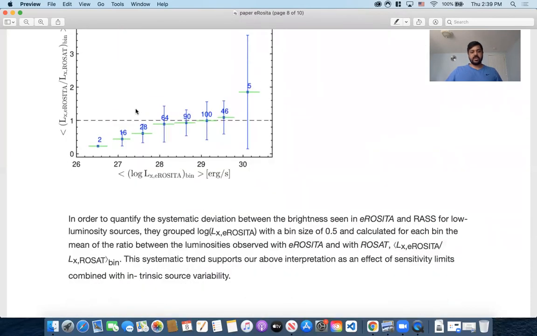In order to quantify the systematic deviation between the brightness seen in eROSITA and RASS for low luminosity sources, they grouped the log luminosity in eROSITA with a bin size of 0.5 and calculated for each bin the mean of the ratio between the luminosities observed with eROSITA and with ROSAT. This systematic trend supports the interpretation as an effect of sensitivity limit combined with intrinsic source variability.